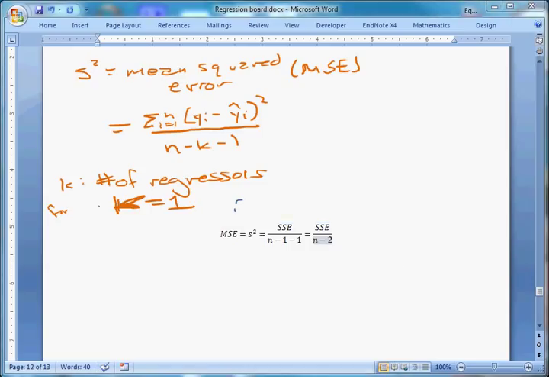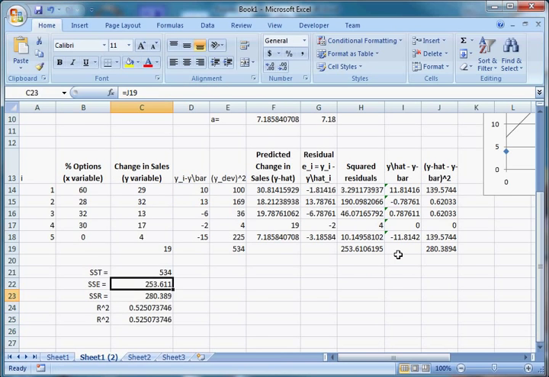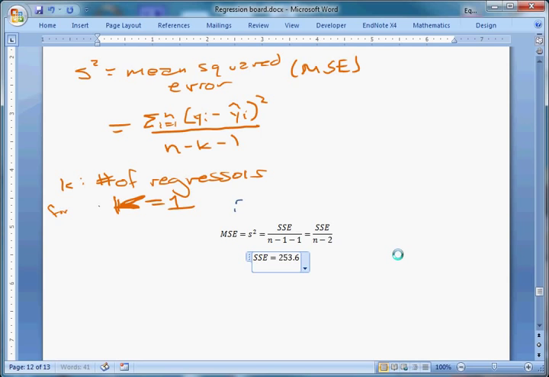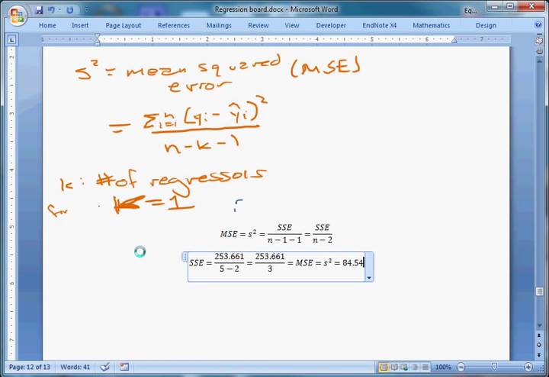Okay, so what did we calculate before? Well, we calculated our sum of squared errors before. What was it? Let's look at our spreadsheet that we built. Our sum of squared errors was 253.661. We're going to divide that by our number of observations, which, if you recall, was 1, 2, 3, 4, 5. 5 minus 2. So this is going to be 253.661 divided by 3, which gives us our mean squared error, also known as our s squared, of 84.54, roughly. So that's our s squared.